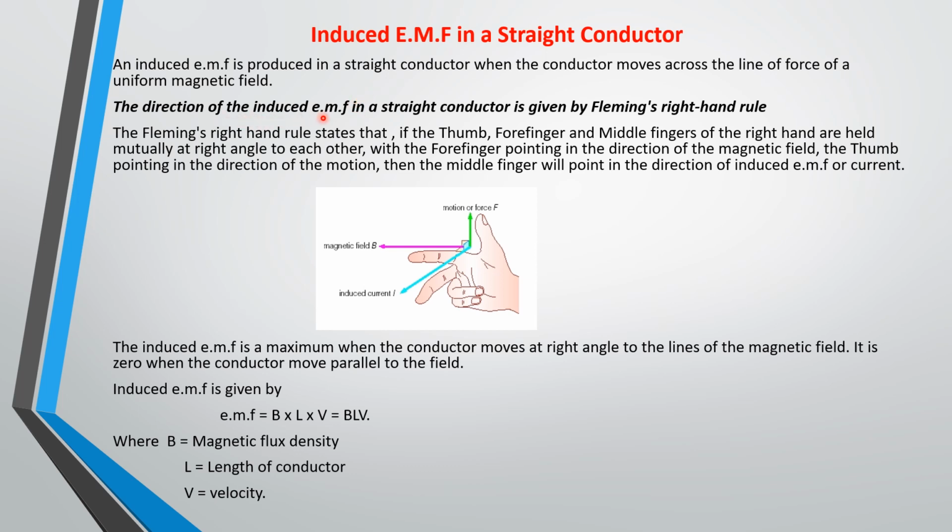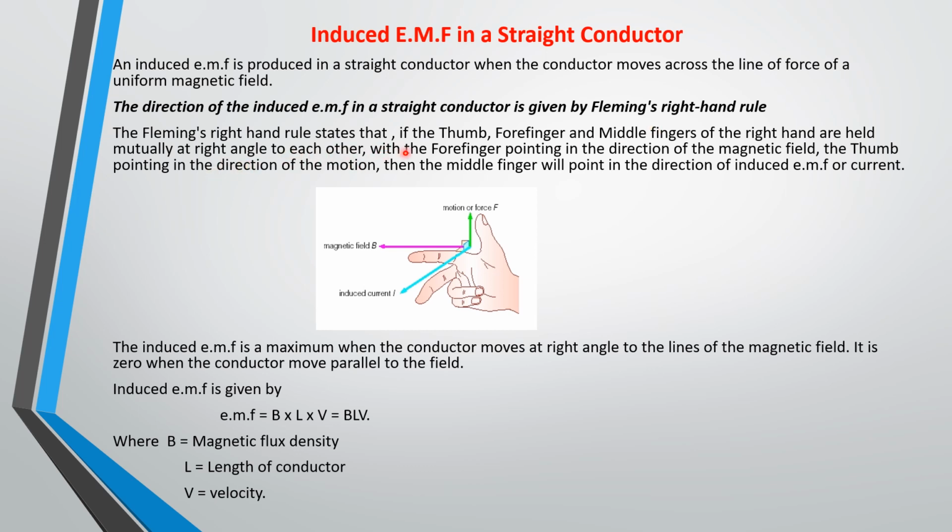The direction of the induced EMF in a straight conductor is given by Fleming's right-hand rule. Don't forget we discussed Fleming's left-hand rule. In this one now, we are talking about Fleming's right-hand rule. When we talk about electromagnetic induction, we mentioned Fleming's left-hand rule, but this time we are talking about Fleming's right-hand rule.